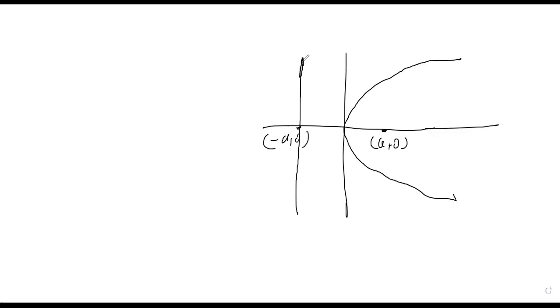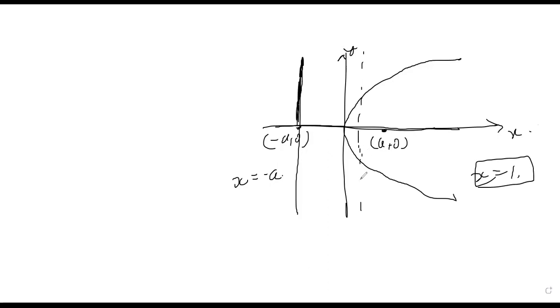Can you tell me the equation of this line? The equation of this line will be x is equal to minus a. Y is equal to zero is this line, the x axis. This is the y axis. When we say x is equal to 1, this line will intersect the x-axis at 1 comma 0. This is the equation x is equal to 1. Yes sir. So the equation of this line will be x is equal to minus a.